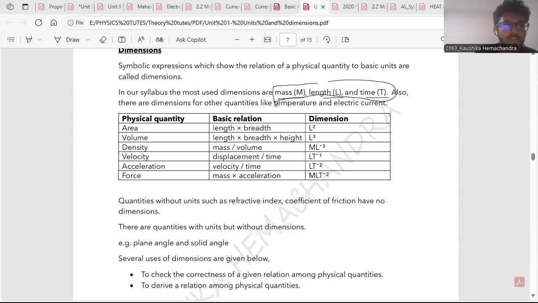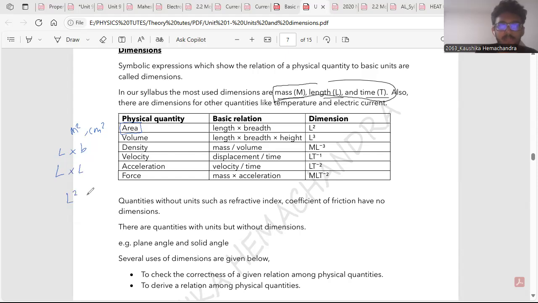So there are certain examples that have been given. If you take area, area is in meter square or centimeter square or millimeter square. Whatever the unit, it's length into breadth, right? So length is a measurement of length, that's L, the dimension of length. And breadth is also a measurement of length. So that's L into L, the dimensions of area, right?